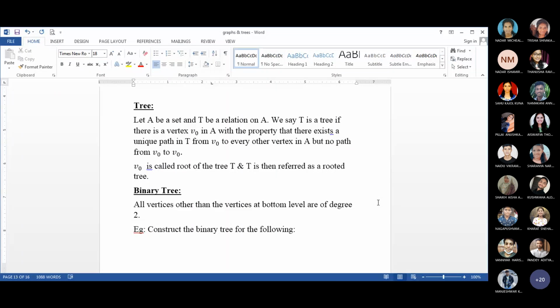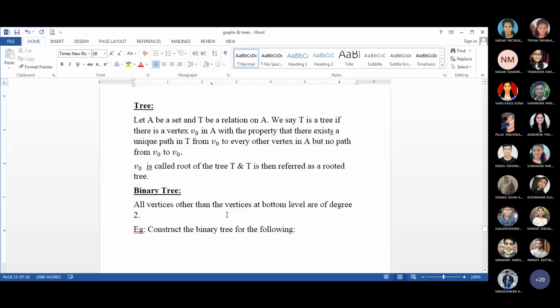I think I had a diagram also. Let me check. It's not here. Just a second, I will check. No, I hadn't put in the diagram. Okay.